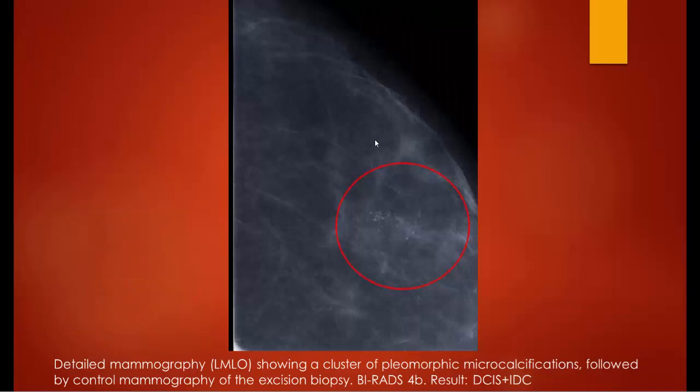This is a detailed MLO of the left breast, showing a cluster of pleomorphic calcification, which underwent excision biopsy, categorized as BI-RADS 4B, with result ductal carcinoma in situ and invasive ductal carcinoma. One of the differential diagnoses of fibrocystic change microcalcification.